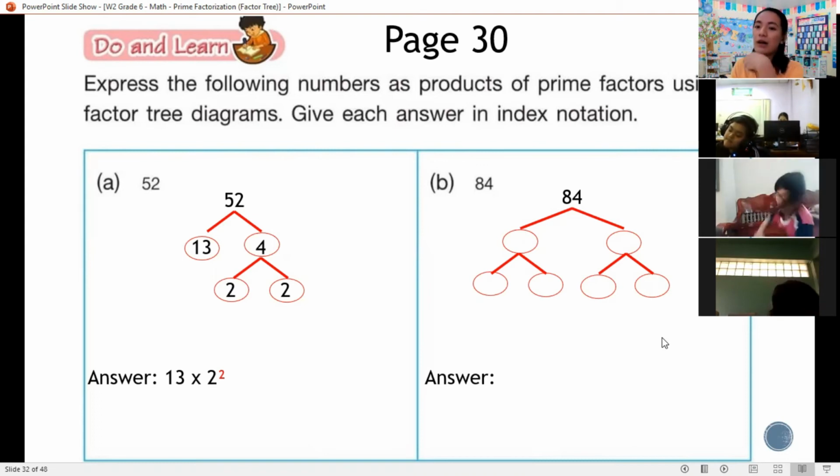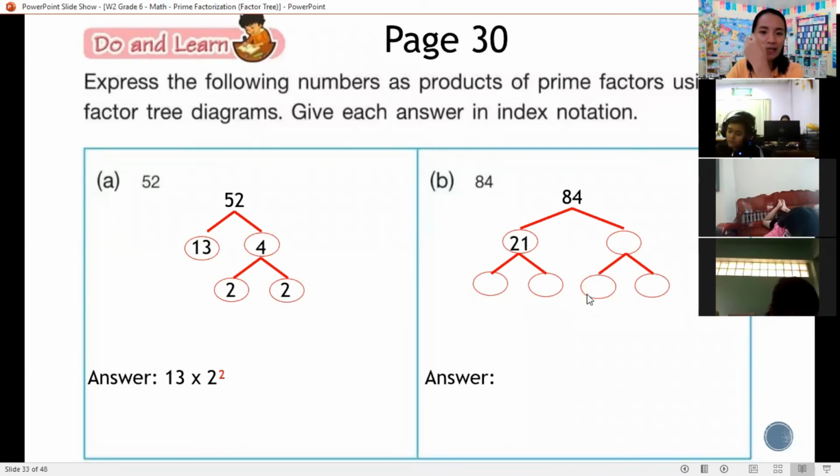For the others, if you're done, you can start answering letter B, and then we will be discussing it later. Okay, letter B, 84. Let's do the factor tree diagram for 84. So first, I'll give you number 21. What will we times 21 to get 84?